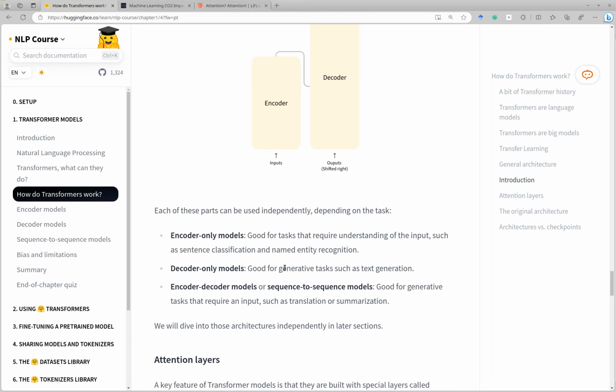And decoder-only models are used in areas such as text generation, where the generative task is given more priority. And encoder-decoder models or architectures are good in generative tasks as well, in scenarios like translation or summarization, where we have to fully understand the content and then translate it into another form.